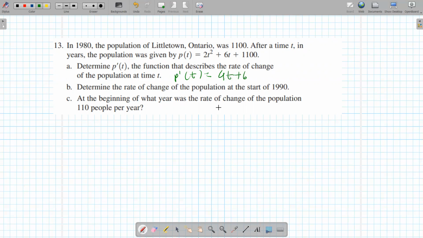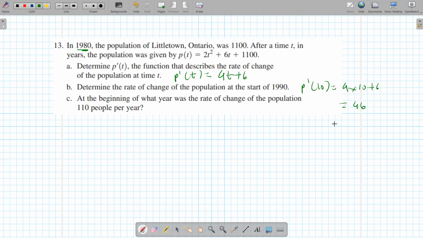B, determine the rate of change of the population in 1990. So how many years have passed since 1980? 10. So for B, you'll just find p prime of 10. 4 times 10 plus 6. What is this? 46. Is it in thousands? No, it's not. It's just 46. So that means in 1990, the population of this town was increasing by 46 people per year. So 46 new people were coming in every year in 1990.